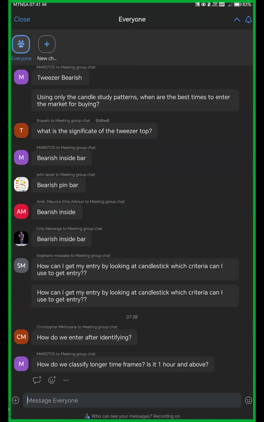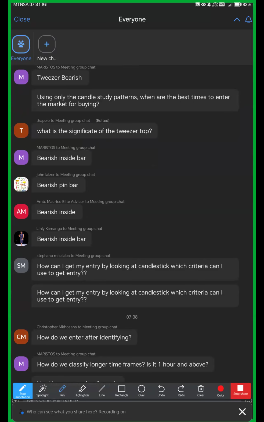Stefano, you cannot make entries using candlesticks for now. You just needed to have a clue. From here, you are going to learn how you can draw lines. Candlesticks, don't use them for making entries unless you have graduated, you know what you are doing, and you are good at understanding candlestick chart patterns, of which I'm not sure you are. So wait for other witnesses.